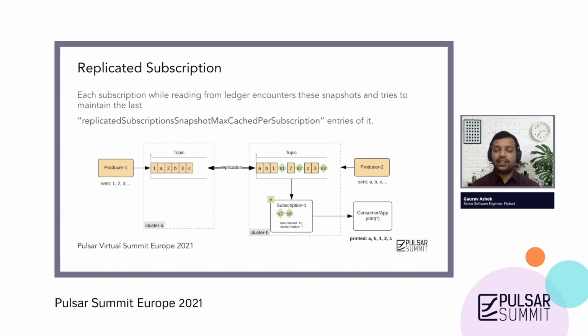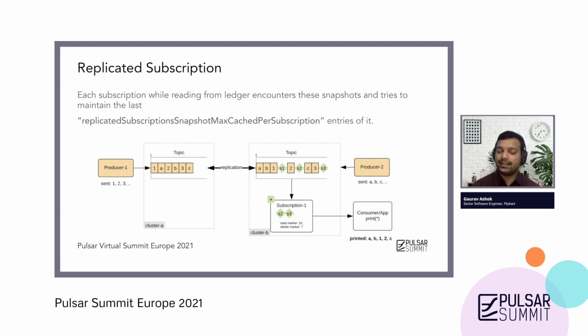Now with all these snapshots in the topic, what the replicated subscription will do, while it is going through the topic ledger, is encounter these snapshots periodically, and it will try to maintain the last few snapshots in memory, right? For example, in this depiction, we have S1, S2, S3 snapshots in the topic itself, and there's a consumer which has acknowledged up to the message C, and there the delete marker is 7.